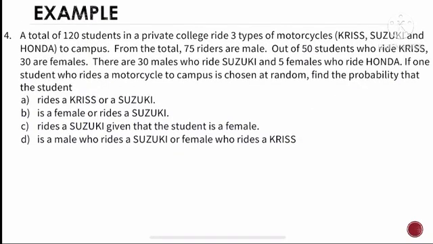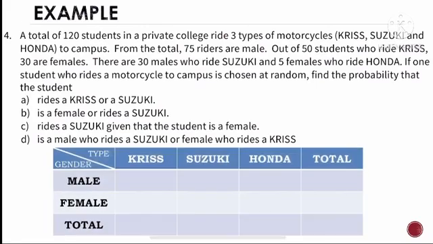Example 4 is, a total of 120 students in a private college rides 3 types of motorcycle, Chris, Suzuki, and Honda to campus. From the total, 75 riders are male. Out of 50 students who ride Chris, 30 are females. There are 30 males who ride Suzuki and 5 females who ride Honda. When it involves 2 variables like this, it is easier if we use the contingency table to represent the information given.